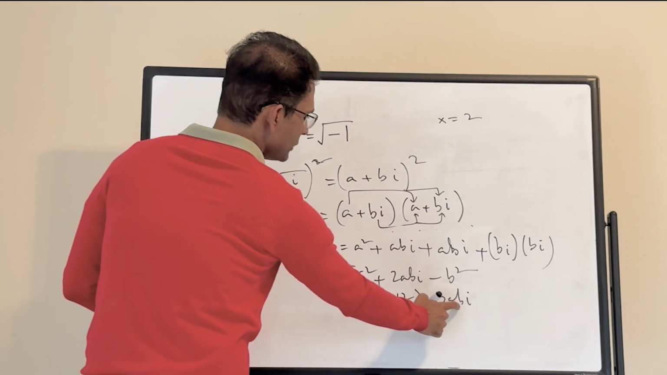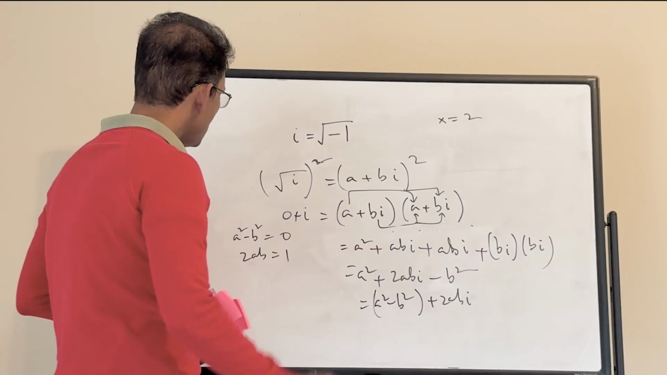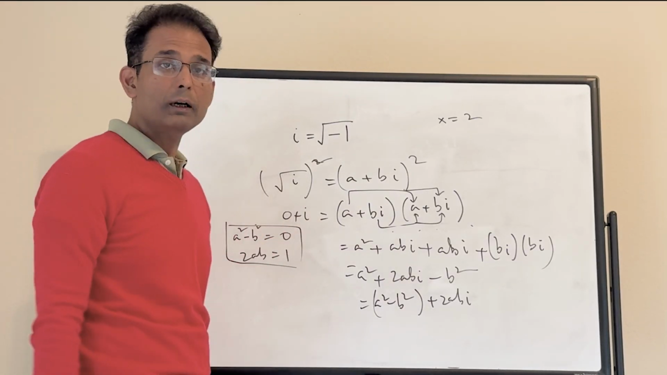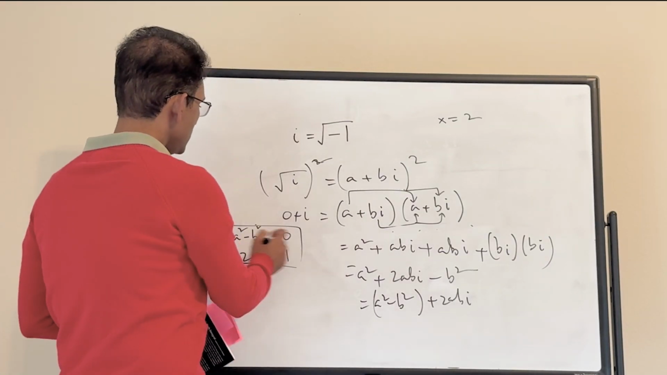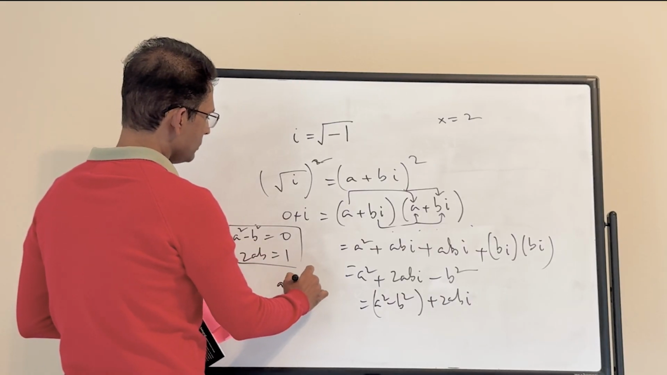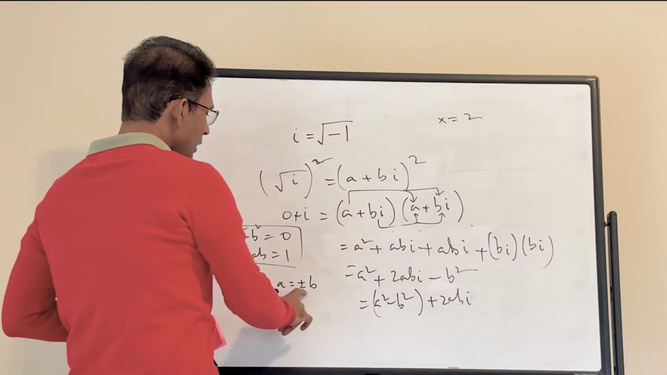And you have this equal to that, which means 2ab is equal to 1, right? Now you see that you have two variables and two equations, so you should be able to solve for a and b. Okay, let's do that. From the first equation, you get a squared equal to b squared, so that means a equal to plus minus b. Let's start with the negative value.